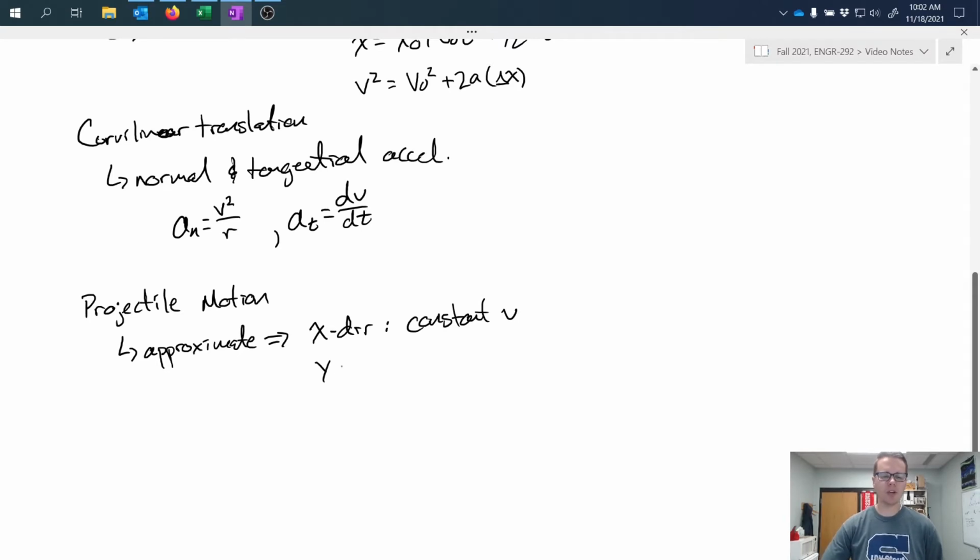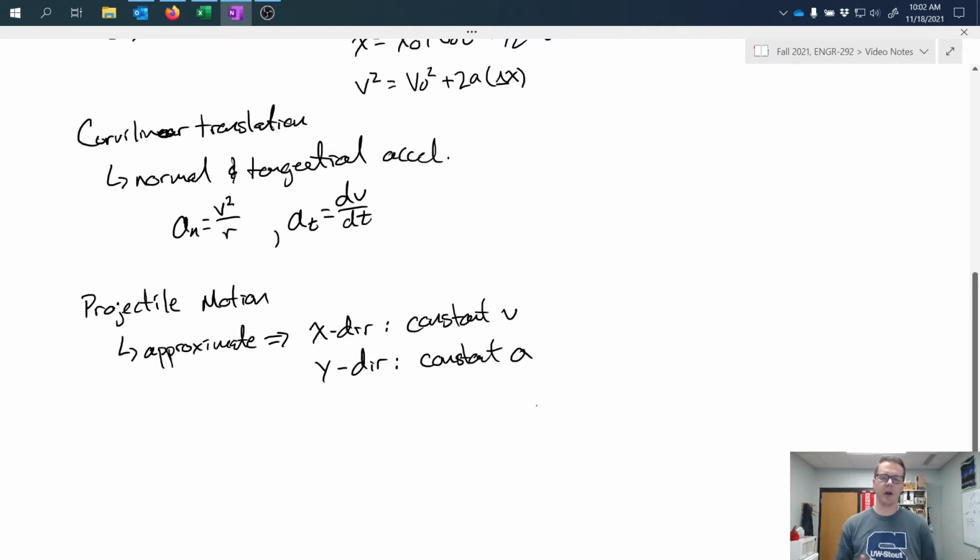And in the y direction, which would be our vertical direction, we assume perhaps that there is only the acceleration of gravity, or the force of gravity, acting on our object. And if we have a force, then we know that that leads to an acceleration. So therefore, we may assume constant acceleration.